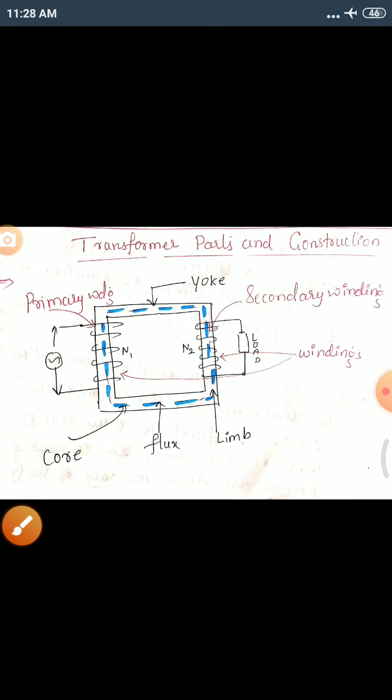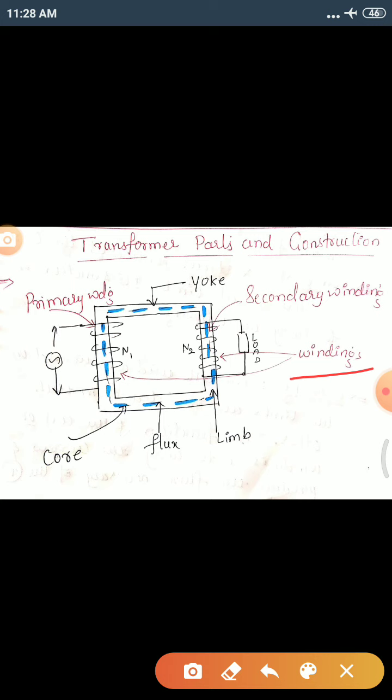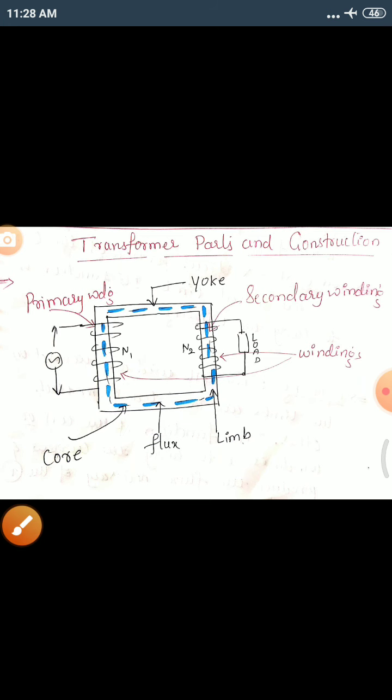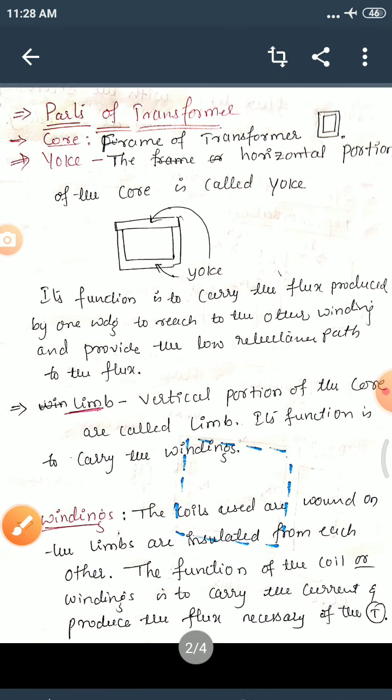These are a few parts. In the windings we have the primary winding and secondary winding, and we have the main core. In that core we have yokes and limbs. Other than these parts, we have a cooling part also, and relays, the Buchholz relay. Let's discuss these one by one. See the parts of the transformer.